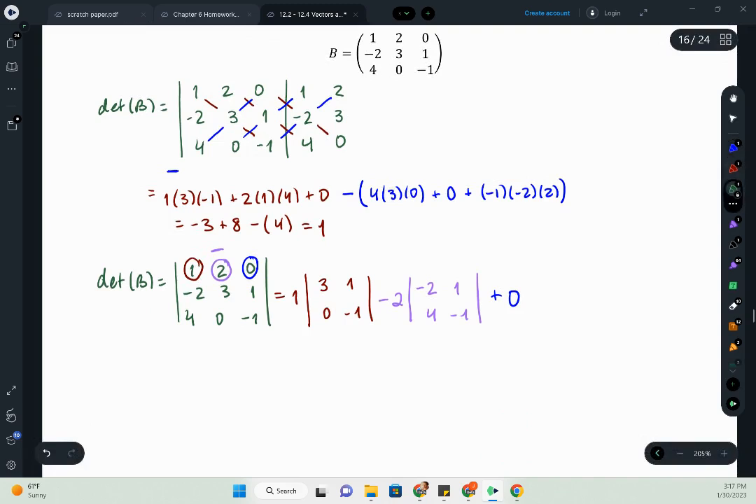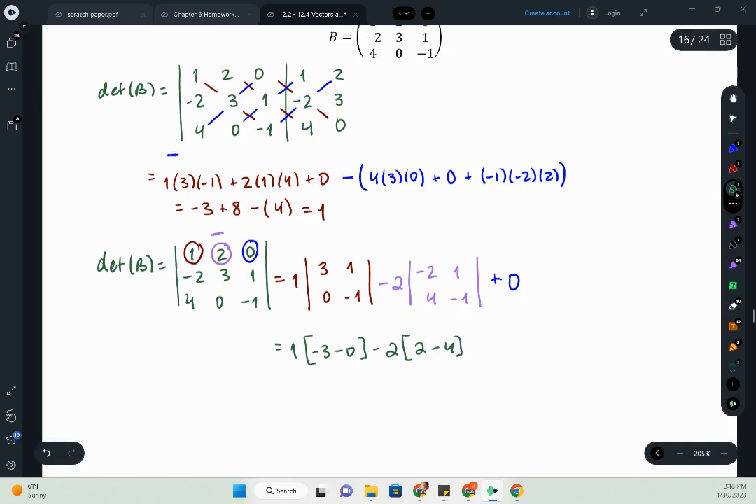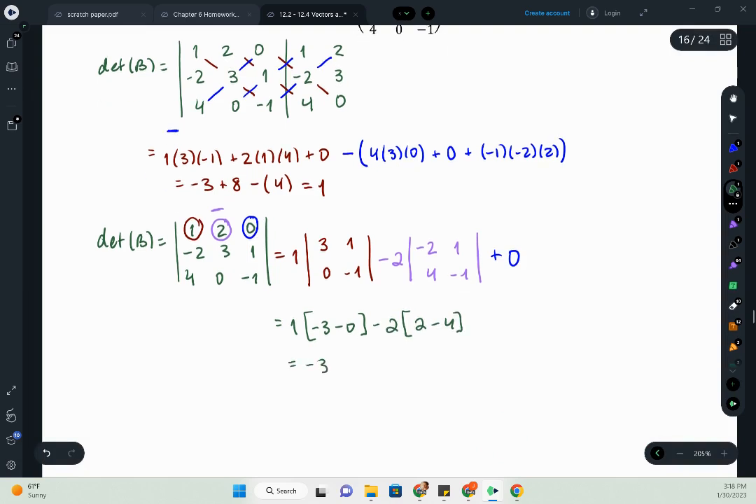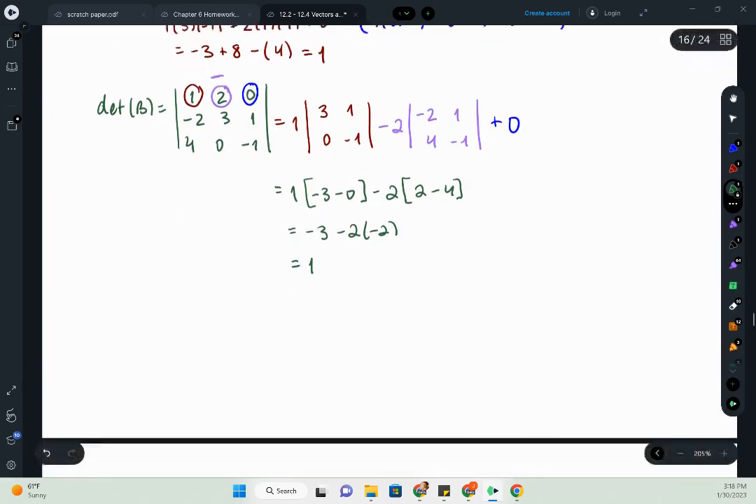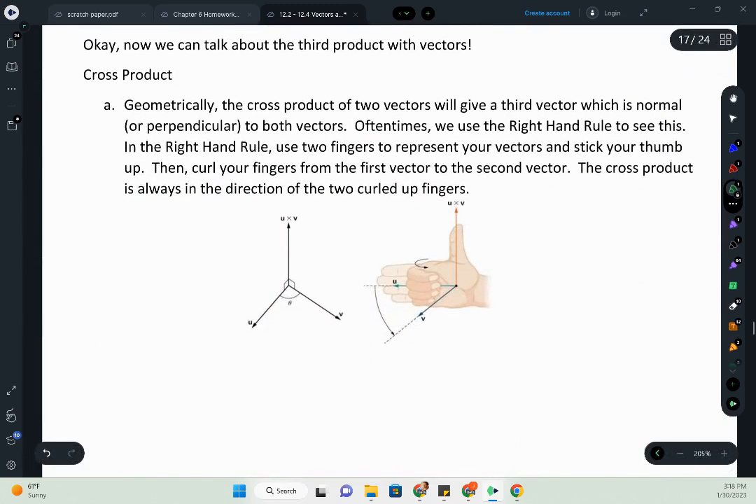Now going back to my calculations, this is equal to 1 times -3 minus 0, minus 2 times, my diagonal product will give me 2 minus 4, and that's it. Finishing this out, this is -3 minus 2 times a -2, and that all multiplies and adds together to give me a 1. Awesome. All right, so those are the two different ways, and that's just the determinant. We're not going to use the determinant solely in this way. We're going to use it to calculate a cross product. So now we can talk about the cross product.